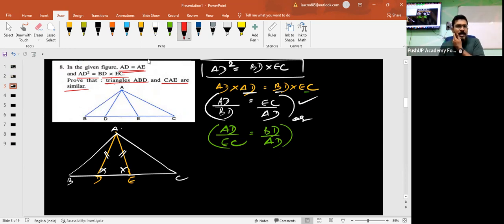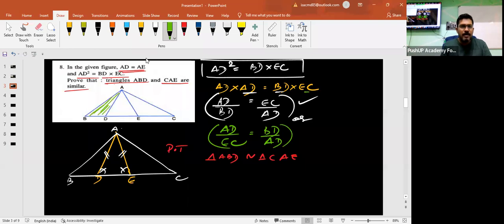We have to prove triangle ABD and CAE are similar. We have to prove that triangle ABD is similar to triangle CAE. Let's find where they are. ABD is this triangle, no? ABD is this triangle. CAE is this triangle. We have to show these two triangles are similar to each other. Fine.